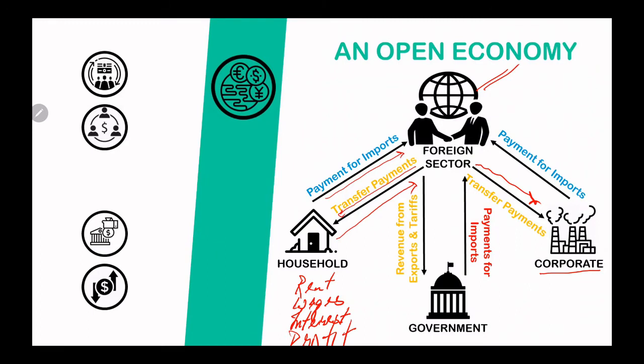In the same way, government is also importing and paying for those imports, and government is also providing goods and services to the foreign sector, so they are getting revenue in the form of export payments and tariff duties. All right, custom duties. So these are the kind of transactions that take place in a four sector economy, or rather an open economy.